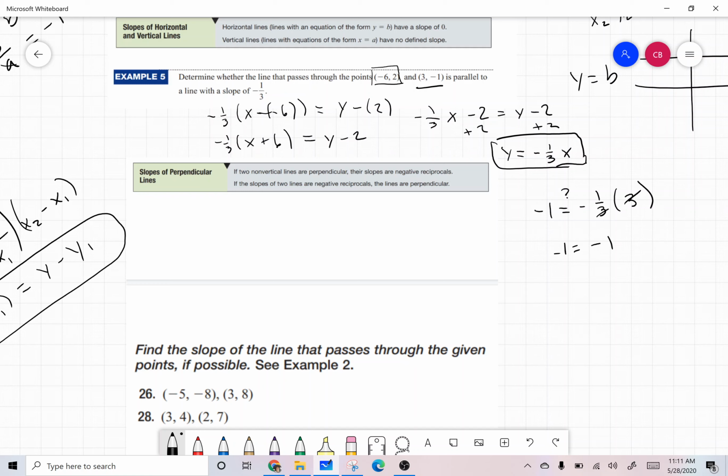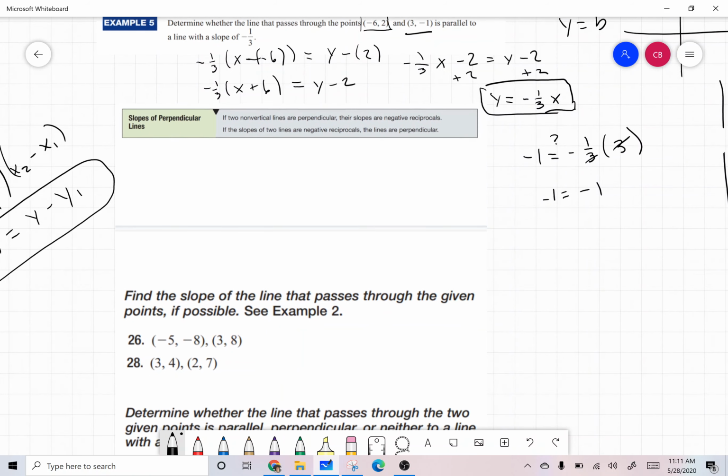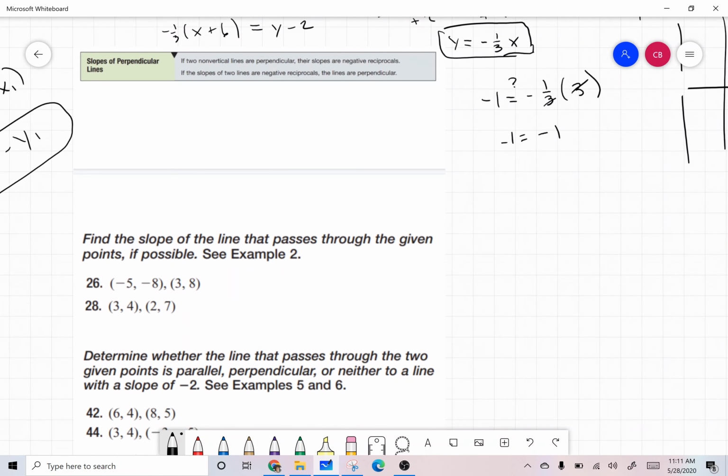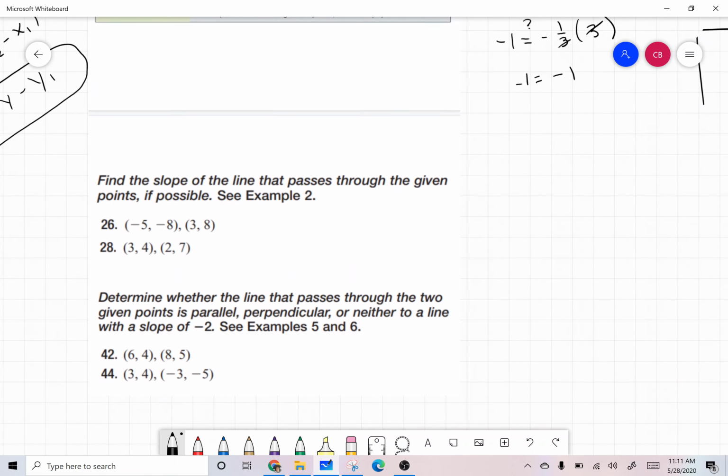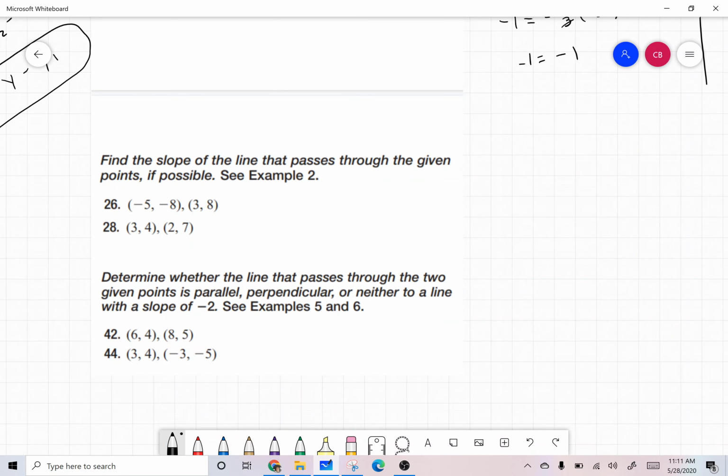Determine the line that passes through the points, which is parallel to a line. Yeah, that's perfect. Okay, so here we go. Find the slope of a line that passes through the given points if possible. So if we wanted to do this, we'd do m is equal to, and we can use this. I'm going to use this one as y2 and x2. I just want to declare those.